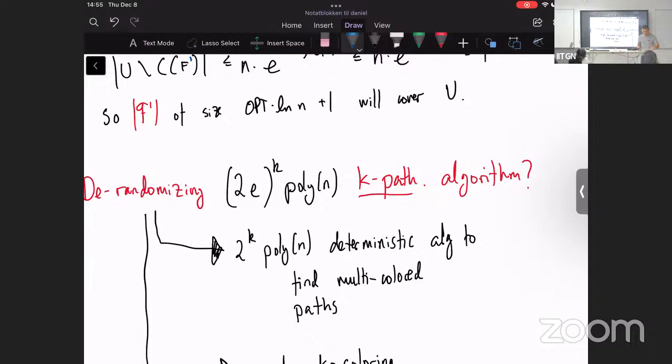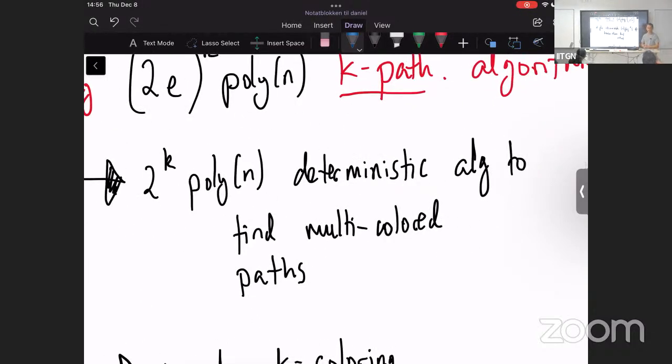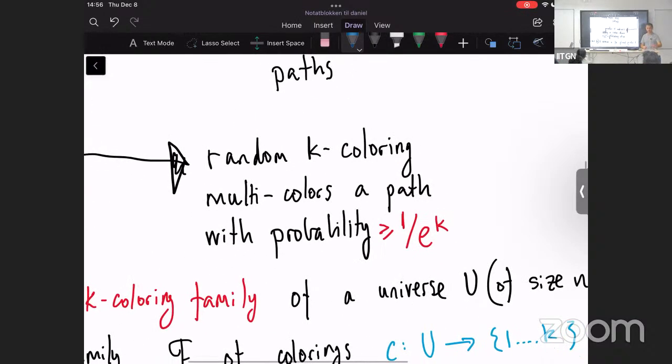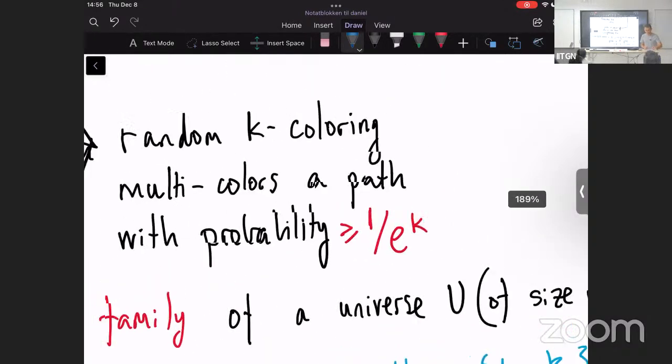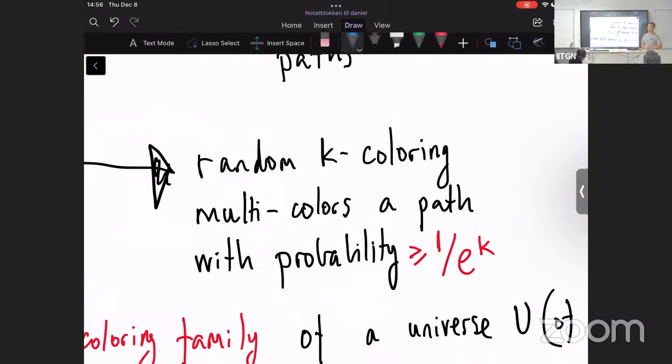If you remember the algorithm, we had a 2 to the k time algorithm to find multicolored paths. If we had a coloring of the vertex set, and we wanted to ask, does there exist a path that uses every color exactly once, we could do that in 2 to the k time deterministically. And then we showed that a random k-coloring will multicolor a path with probability 1/e to the k. That was the randomized part of the algorithm. So can we somehow substitute this random coloring step with something else?